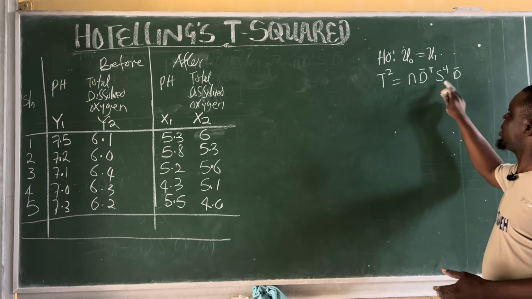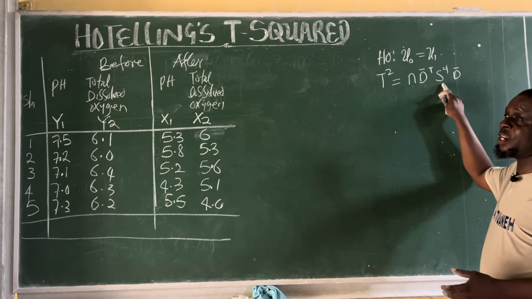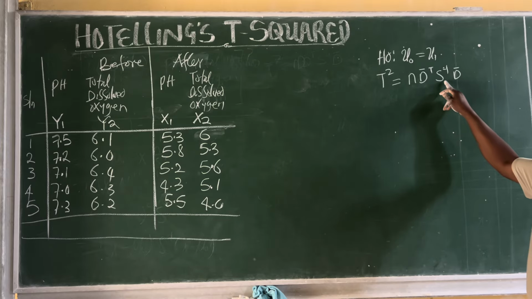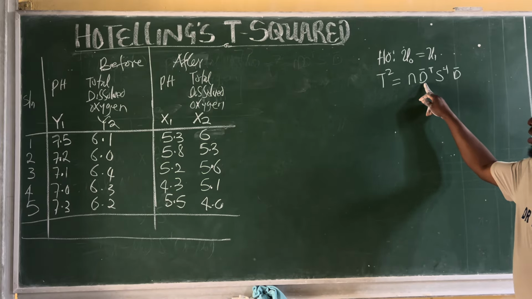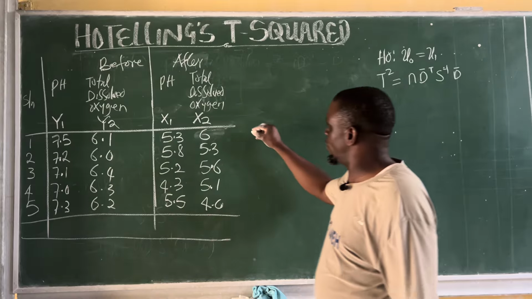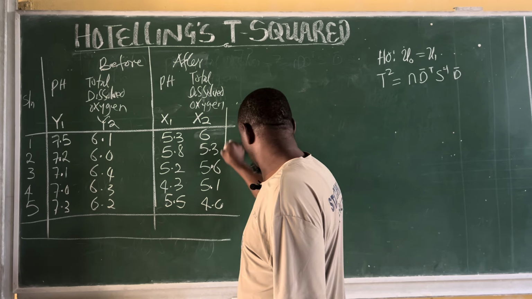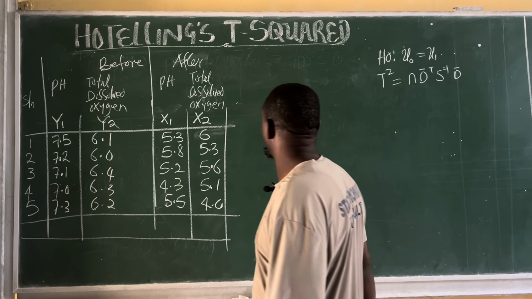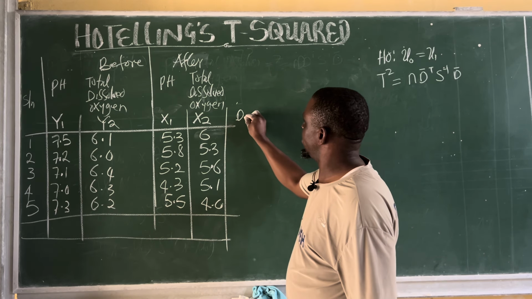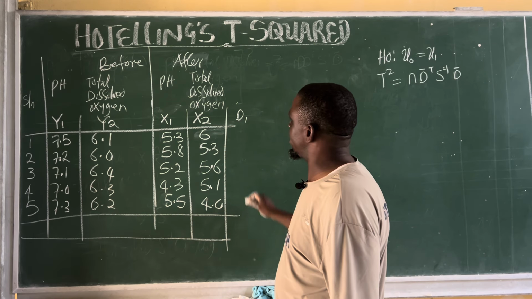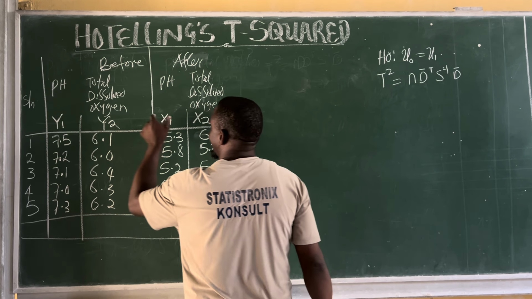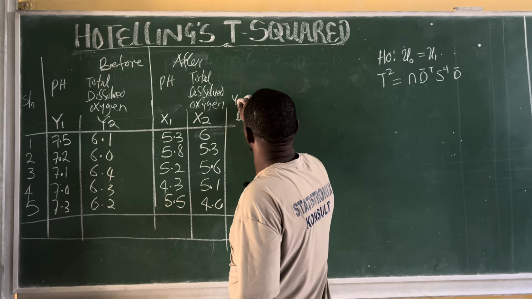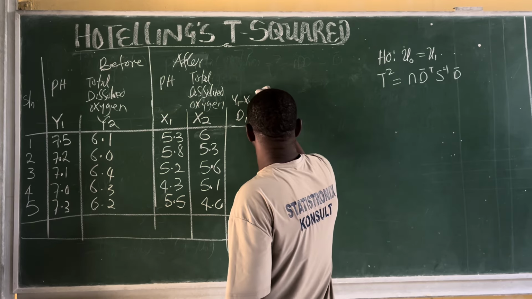Now, this variance covariance matrix means that we have to compute the variance and the covariance. And so for us to compute the variance and covariance, we need to get the vector first. And so how do we get the vector? We are going to create a column and call that column D1. So that D1 should be the difference between the pH. The pH in this case is Y1 and X1. So we'll just indicate here Y1 minus X1 is our D1.